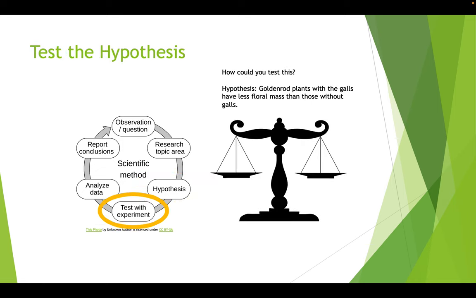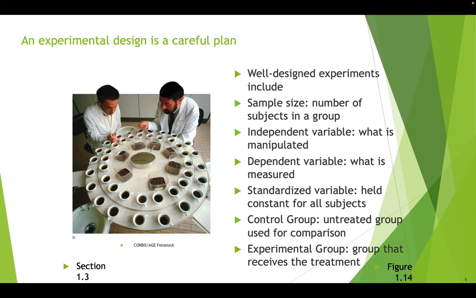Next, we're going to test our hypothesis. How could you test this? A hypothesis that goldenrod plants with the galls have less floral mass than those without galls. So pause for a minute, think about how you might gather data to help you address this hypothesis. Well, you'd have to design an experiment.